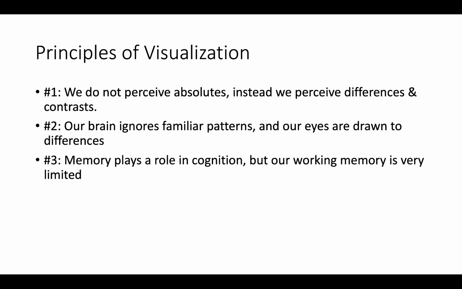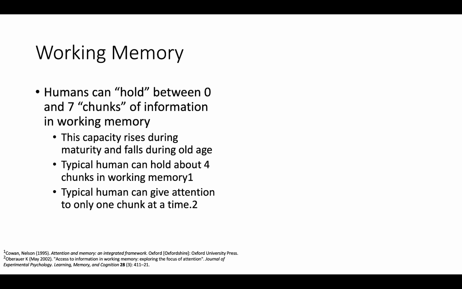Now, our working memory is very limited. Humans can hold between 0 and 7 chunks of information in their working memory. Now, that capacity rises during maturity and falls during old age, so we kind of start being able to hold 0 chunks, and we kind of end being able to hold 0 chunks. Unfortunately, the peak of your working memory performance is about age 25, and then it's all downhill from there. Now, the typical human can only hold about 4 chunks in working memory, and the typical human can only pay attention to 1 chunk at a time.